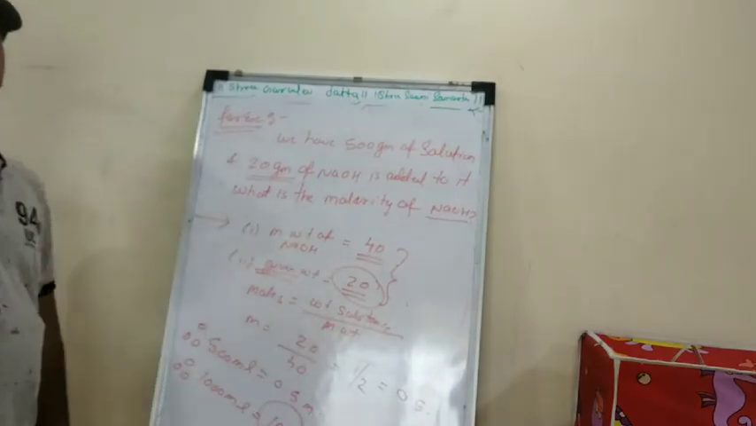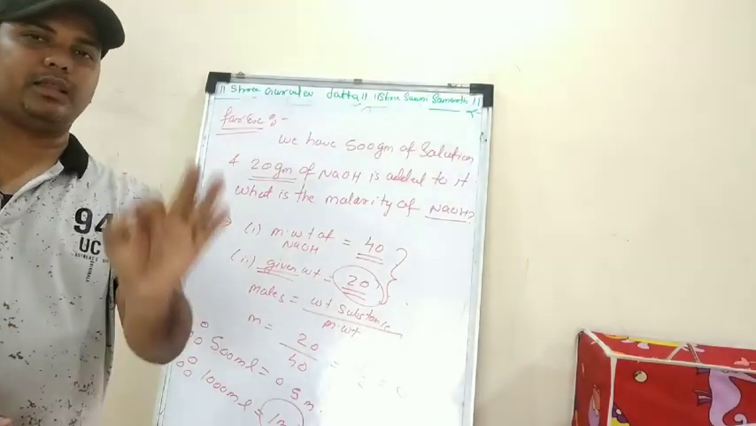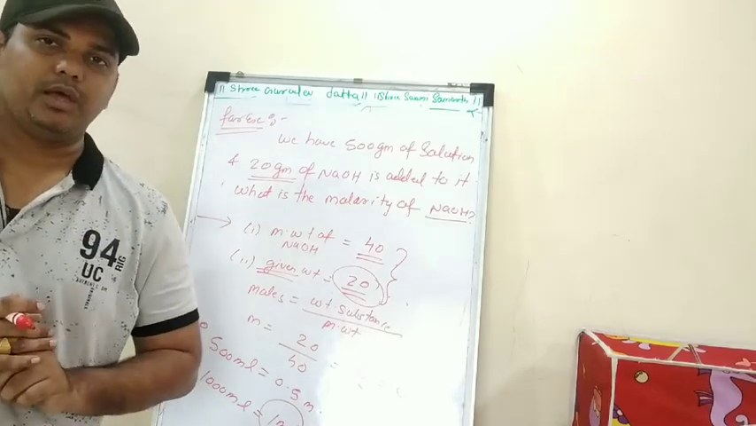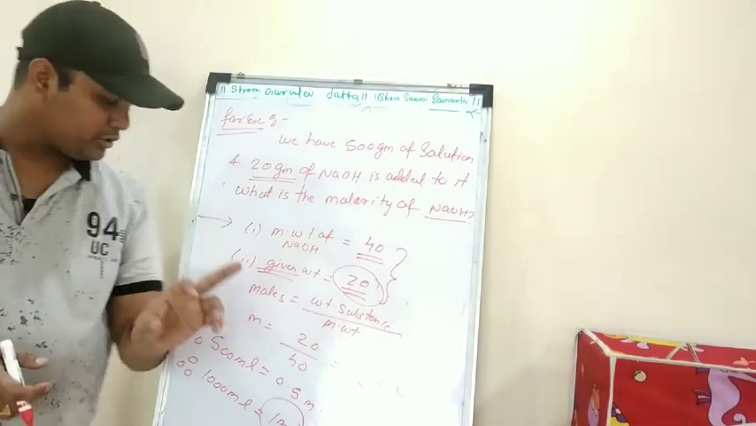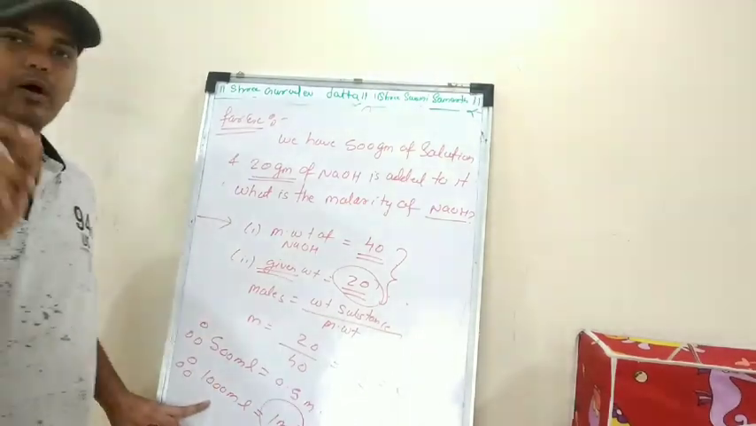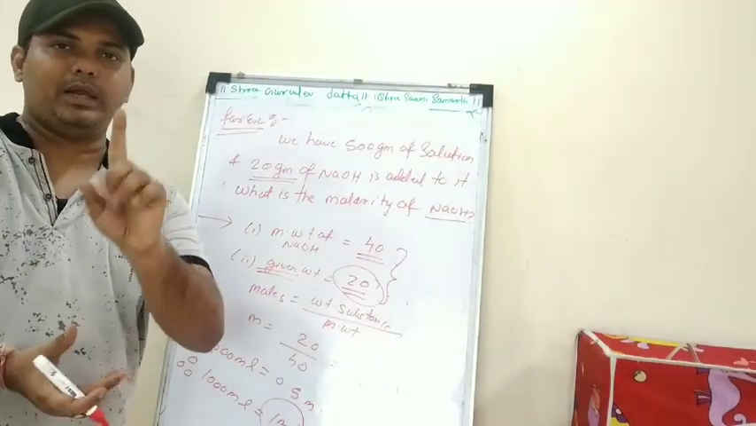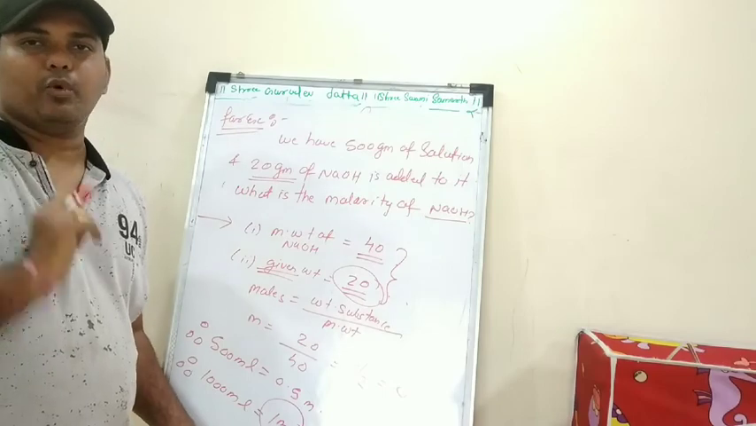Are you understanding it? Why 1000 ml? Because what is the molarity? Molarity is nothing but the number of moles of solute dissolved in 1 liter of solution, right? Whenever we talk about 1 liter, it is equal to 1000 ml. So we always express the molarity in 1000 ml or 1 liter of solution, right? So for 1000 ml it will be 1 molar, right?